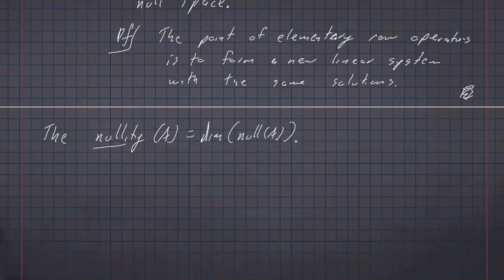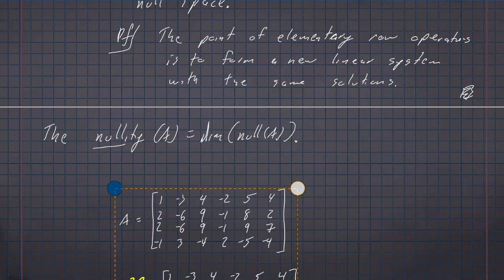Right. The nullity of A, which is written as a function that literally just writes out the word nullity, is the dimension of the null of A. So if we have a matrix, we should be able to find its null space. And once we know its null space, we can use that to write its nullity.